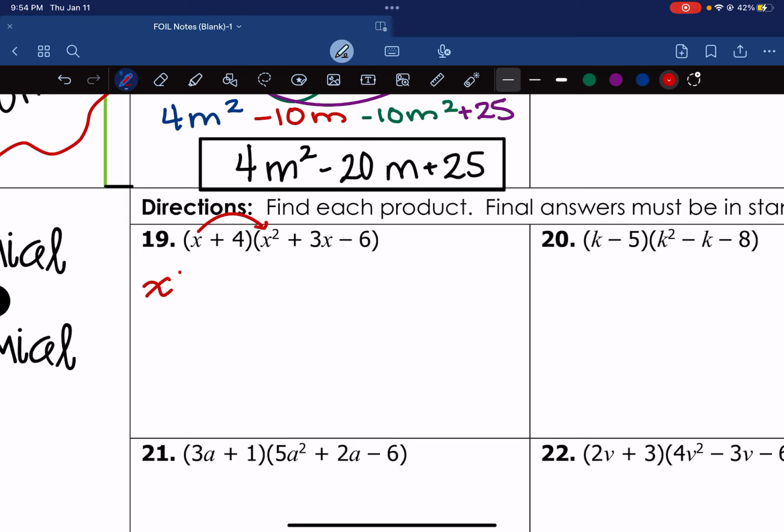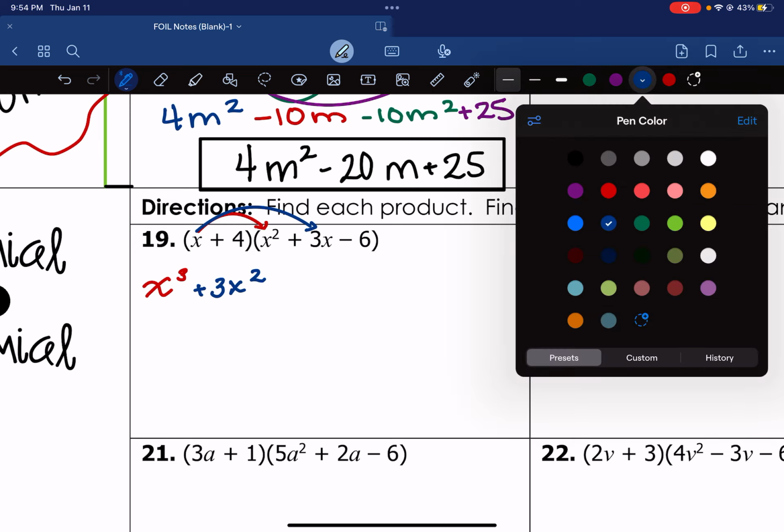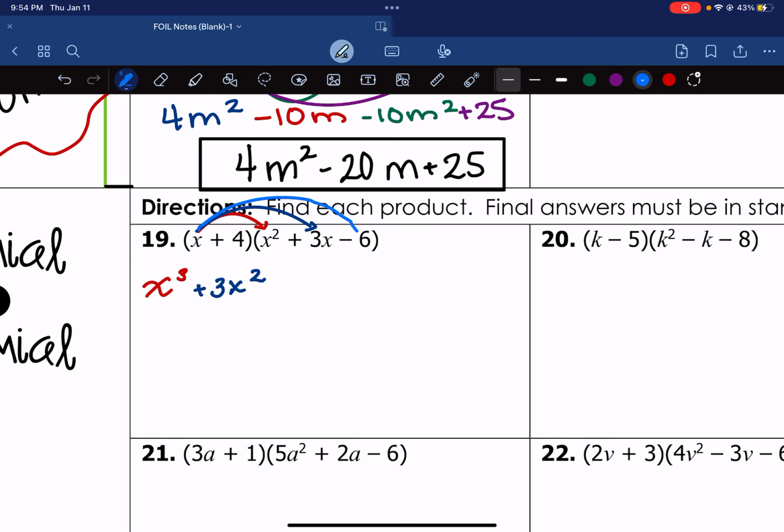So you've got x times x squared, that's x cubed, right? Then you're going to do x times 3x. That's going to be plus 3x squared, all right? From there, I'm going to add in another color so we don't get confused by all of everything that's happening in here. We'll go with this blue. We'll do x times negative 6, that's minus 6x, all right? The difference here with binomial times trinomial is you just have to do the binomial 3 times.